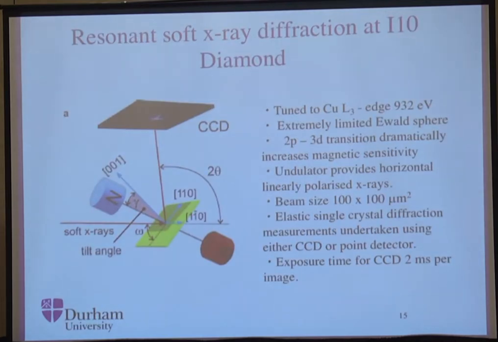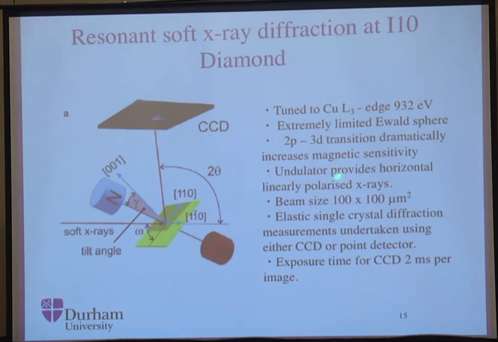Okay, so we've attempted doing resonant X-ray diffraction at the I-10 beamline at Diamond, and we built a soft X-ray diffractometer called RASOR, which is built on a soft X-ray undulator, and the soft X-rays come through here. The sample is all under a vacuum, and we can have a magnetic field, and we can collect the scattering in this 2-theta triangle close to 90 degrees on a CCD.